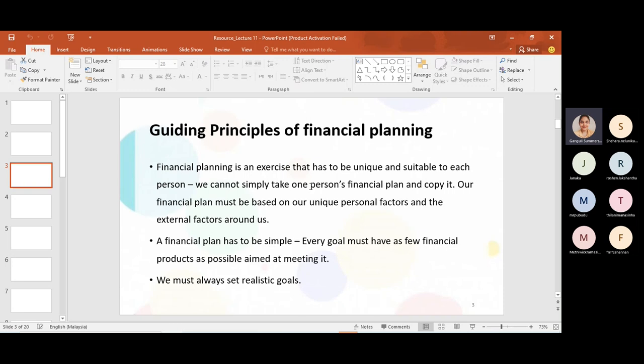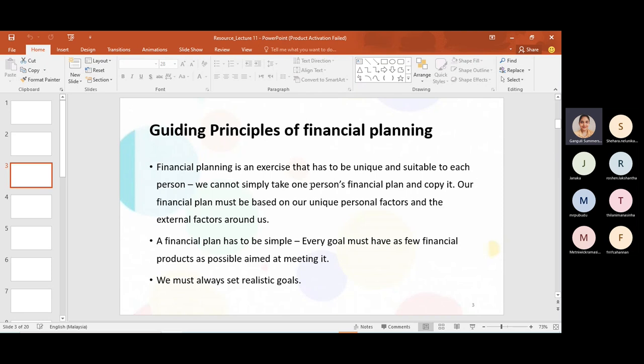So your financial plan, your company's financial plan, should be based on your unique personal factors and the external factors around you. There are certain factors that affect financial planning. These factors can be categorized into personal factors and external factors. Personal factors means the factors that you have inside yourself, inside your personality. External factors are the factors in the outside environment.